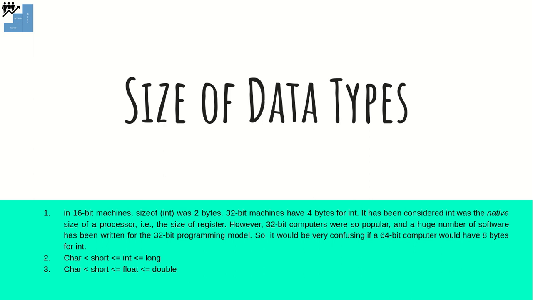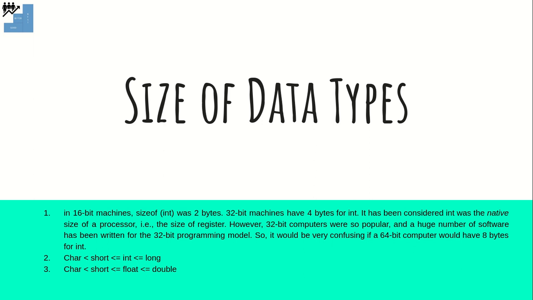So the size of data types. We need to understand that the size of data types is not specifically programming language dependent, but also processor and compiler dependent. Okay. So for example, in 16-bit machines, the size of integer was 2 bytes. In 32-bit machines, it became 4 bytes, the size of int. It has been considered that int is the native size of the processor, that is, whatever is the size of its internal register. Processor's internal register would be the size of int for the programming language developed for that processor.